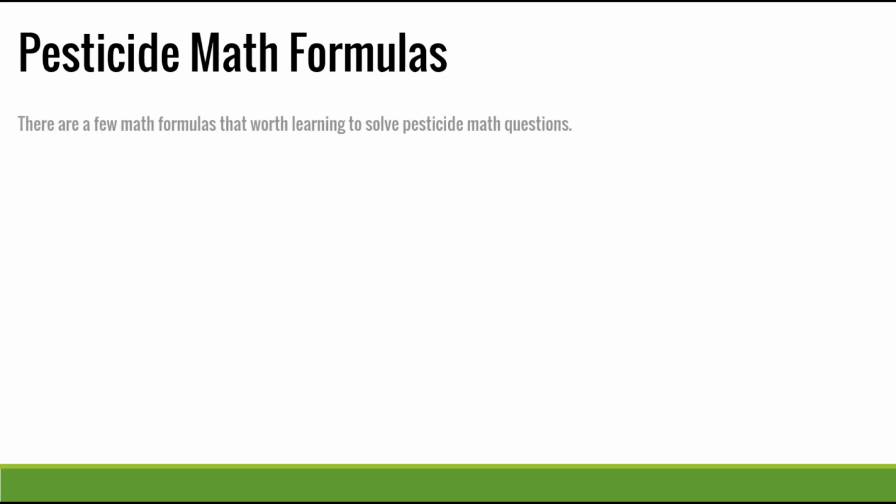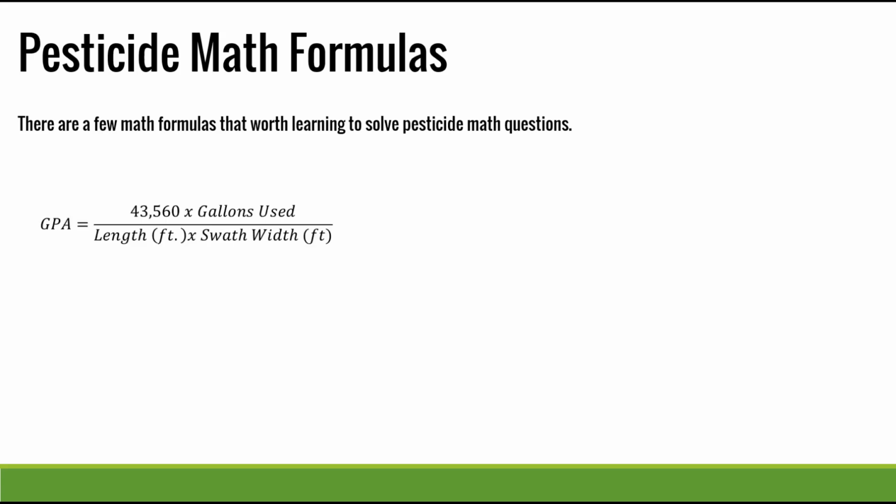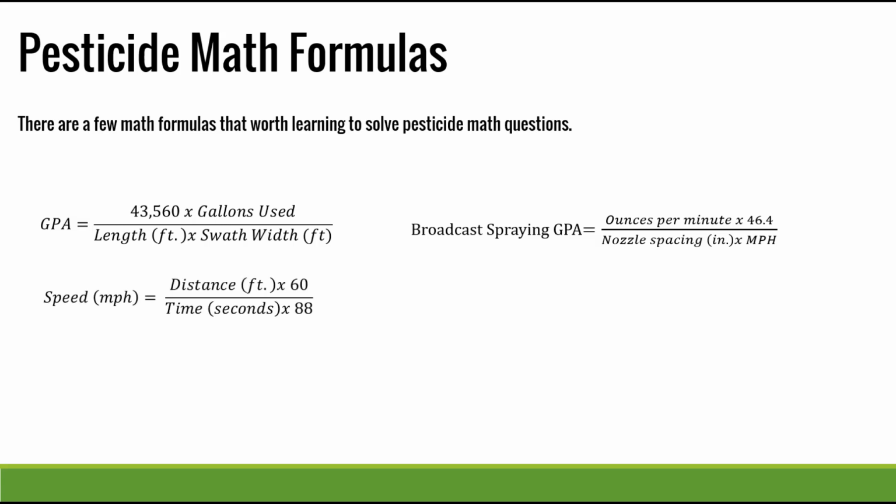Pesticide math formulas. There are a few math formulas that are worth learning to solve pesticide math questions. Gallons per acre can be calculated by taking 43,560 multiplied by the gallons used, divided by the length traveled multiplied by the swath width in feet. Broadcast spraying gallons per acre can be calculated by taking the ounces per minute multiplied by 46.4, divided by the nozzle spacing in inches multiplied by the miles per hour.